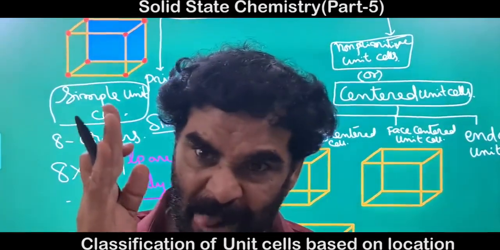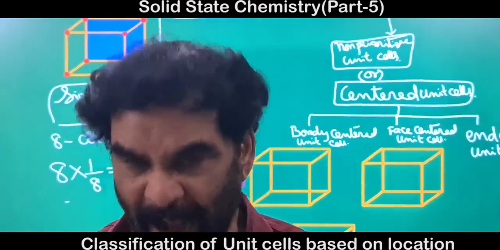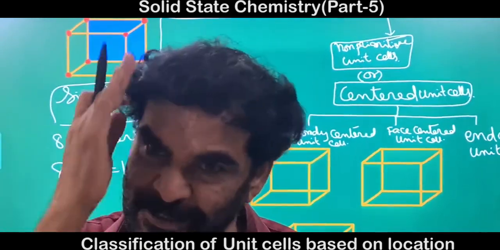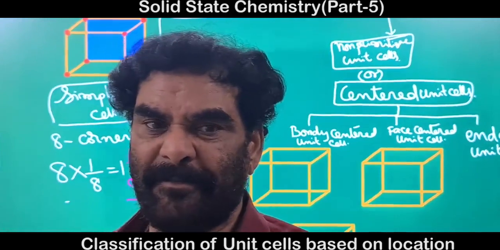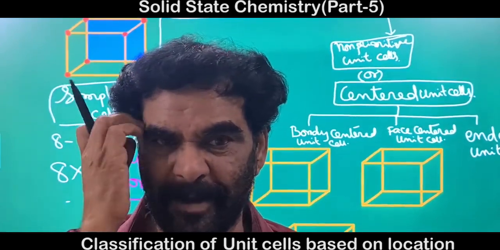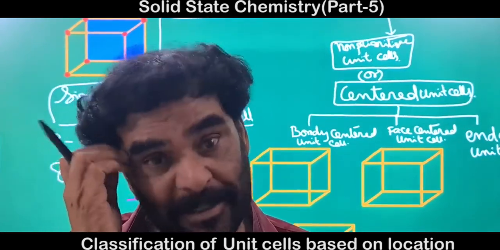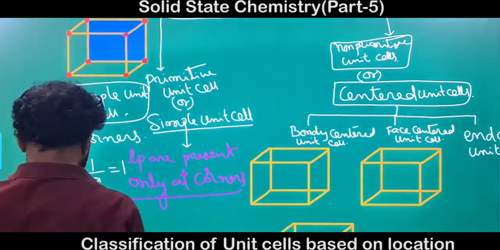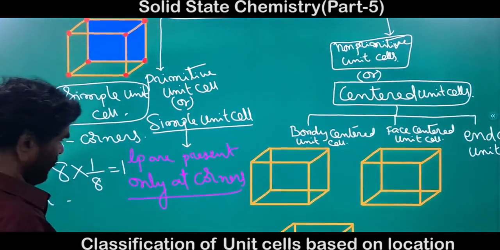If there are n atoms in the lattice, then n unit cells are present. The number of simple unit cells is 8. Let us see the contribution afterward.